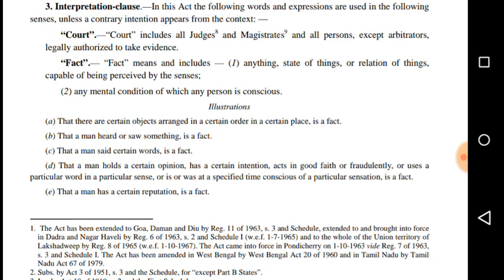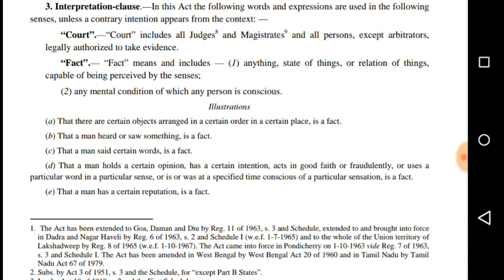So in this definition of fact, there are two subsections, subsection 1 and subsection 2. Fact means it includes, number one, anything, state of things, or relation of things capable of being perceived by the senses. It may be anything, or it may be a certain state of things or relation of things capable of being perceived by the senses. Two, any mental condition of which any person is conscious. It may be some kind of mental condition of which any person may be conscious.